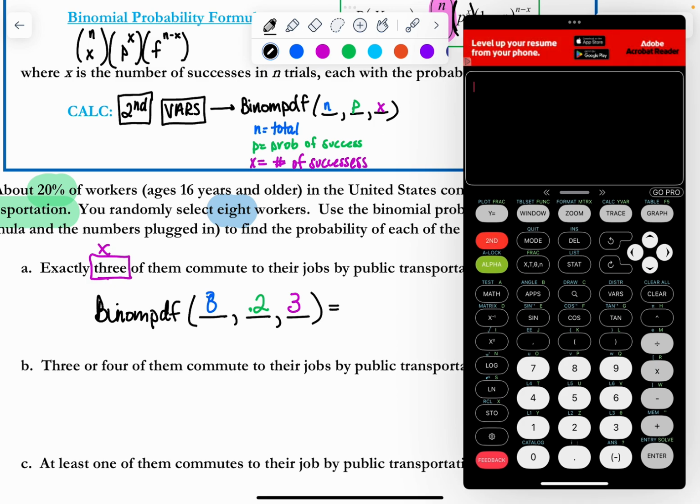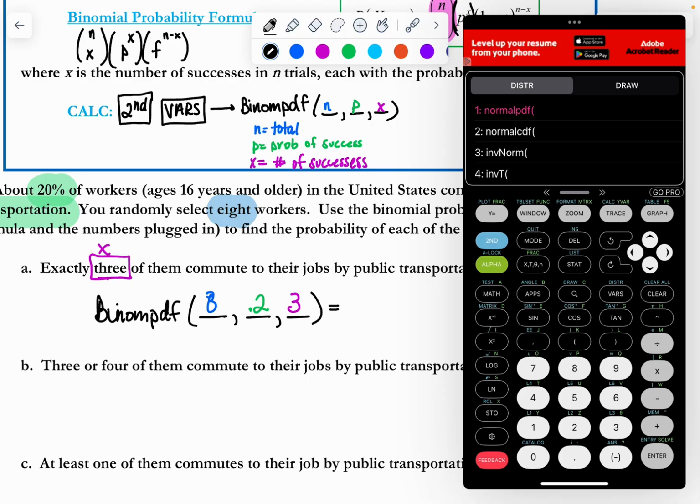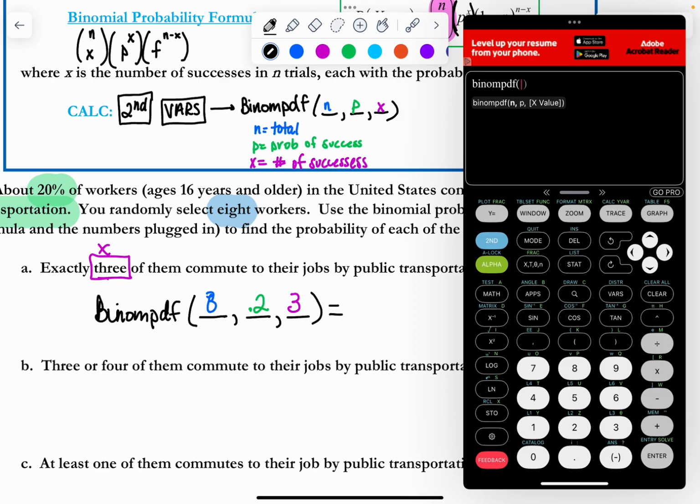We're going to press second and then vars. Vars is in this math row, but all the way 4 buttons to the right. So we have second vars, and then you have to scroll down until you see Binomial PDF. Notice there's a PDF and a CDF. Right now we are choosing Binomial PDF. And then it prompts us. It tells us what we have to type in.